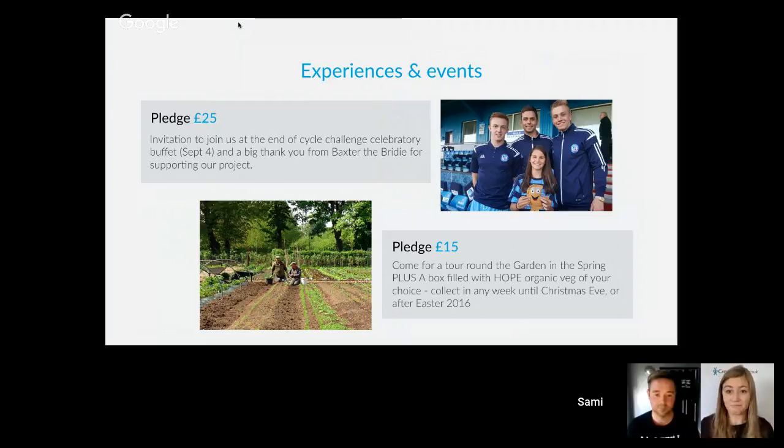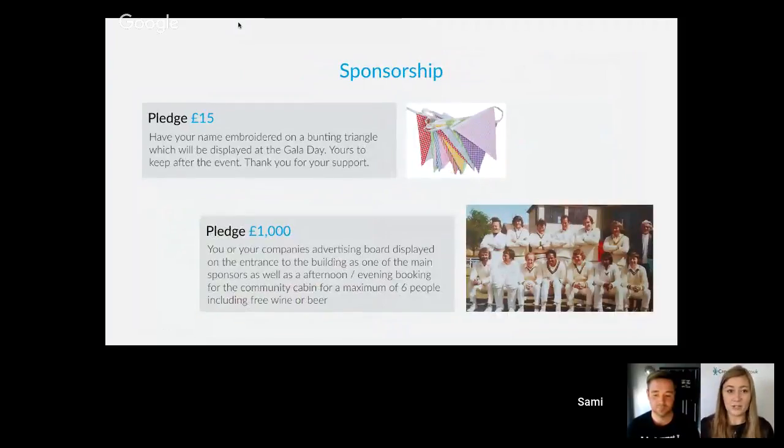Next, we have sponsorship. Sponsorship can come in all sorts of shapes and sizes, and it could be just for an individual or it could be for a business. So at the top, we've got £15 to have your name embroidered on a bunting triangle that will be displayed at a gala day. That's a really nice personal thing that will be part of that gala day that you're supporting. And you've got all the way up to £1,000 for your company's name to be on an advertising board in a cricket club. So you can really have a little think about those different kinds of sponsorship you can offer.